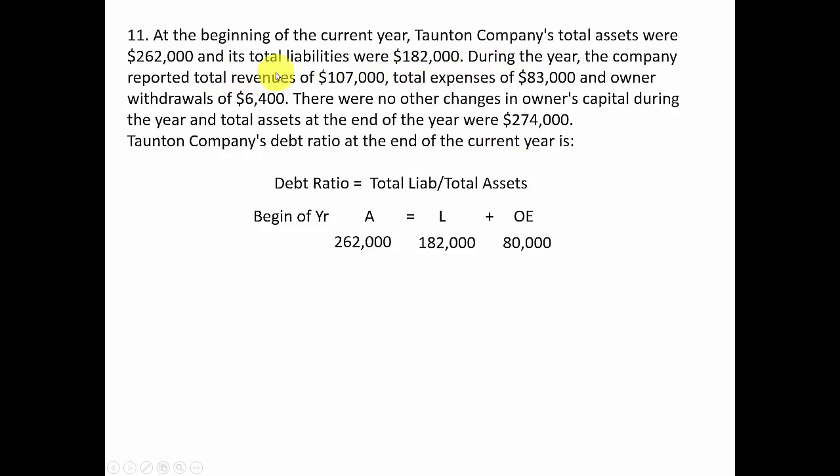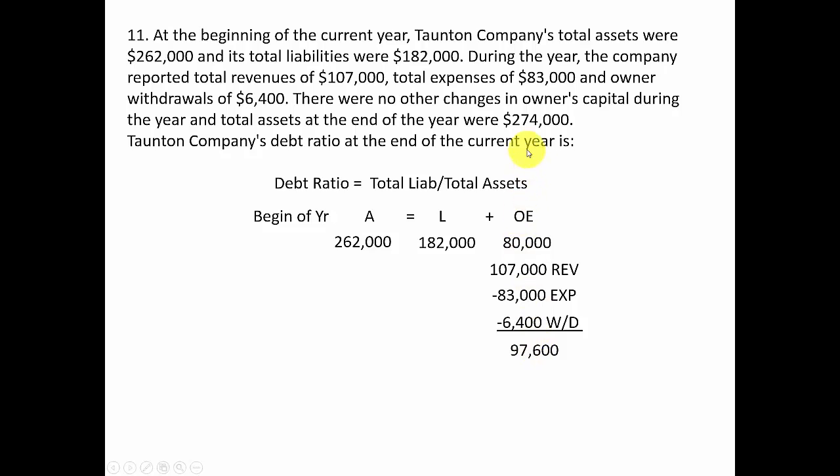During the year, the company reported revenues of 107, which will increase owner's equity during the year. Total expenses of $83,000 will decrease owner's equity, and withdrawals by the owner were $6,400. There were no other changes in owner's capital during the year, and total assets at the end of the year were $274. We take the owner's equity at the beginning of the year, add revenues, subtract expenses and withdrawals, and we get an ending owner's equity of $97,600.